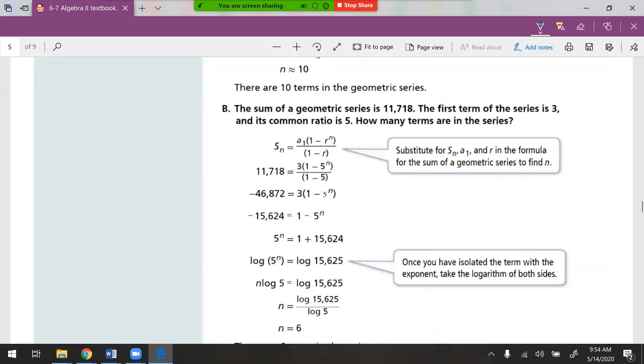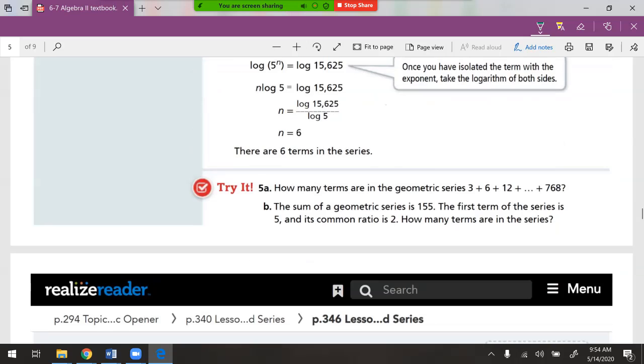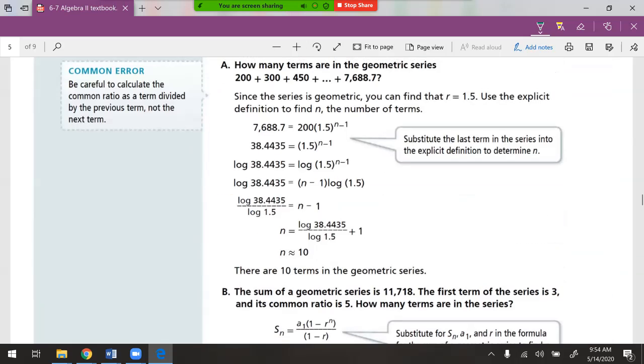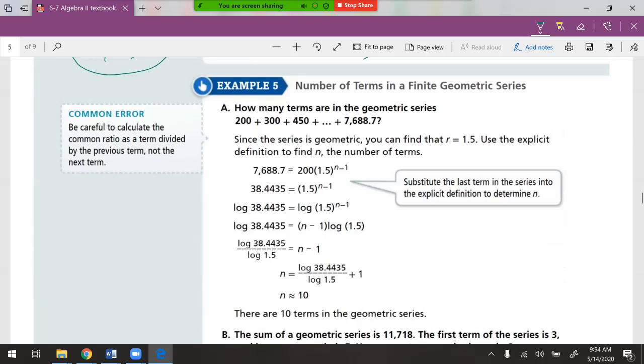We have 2 more actually. Oh, actually, it's not that bad.